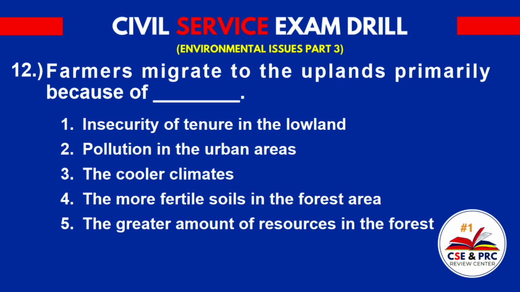Number 12. Farmers migrate to the uplands primarily because of 1. Insecurity of tenure in the lowland. 2. Pollution in the urban areas. 3. The cooler climates. 4. The more fertile soils in the forest area. 5. The greater amount of resources in the forest. The answer is 5. The greater amount of resources in the forest.